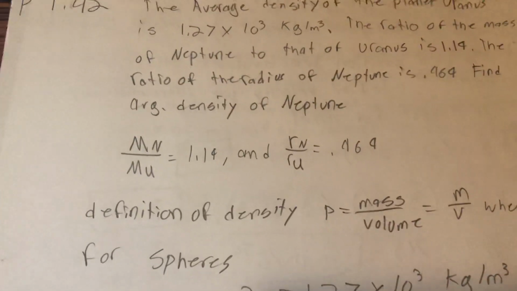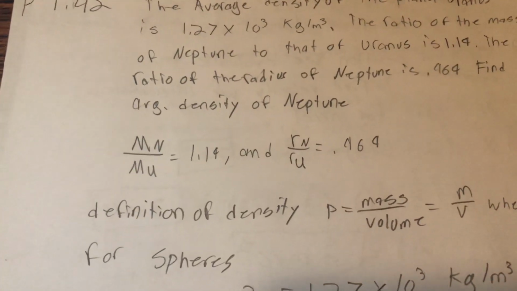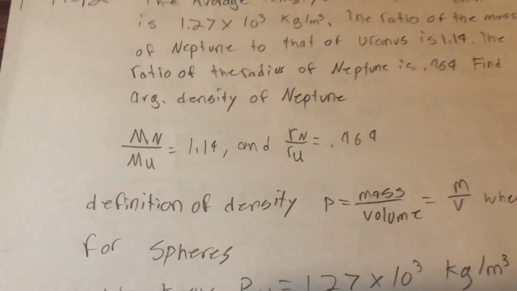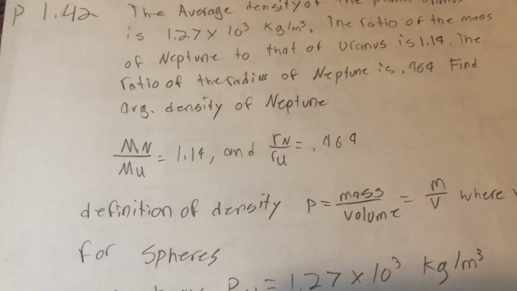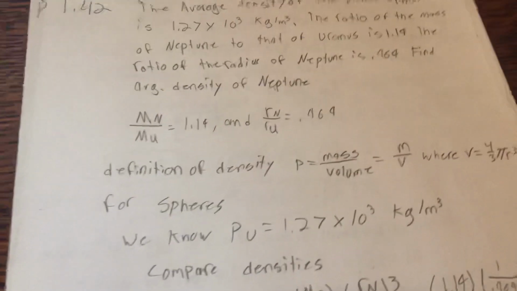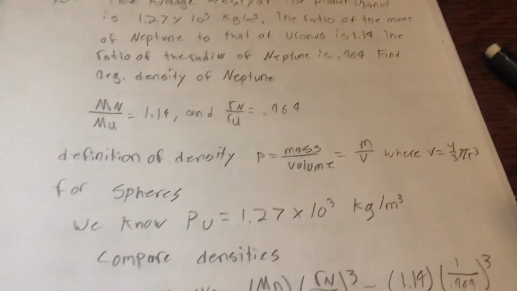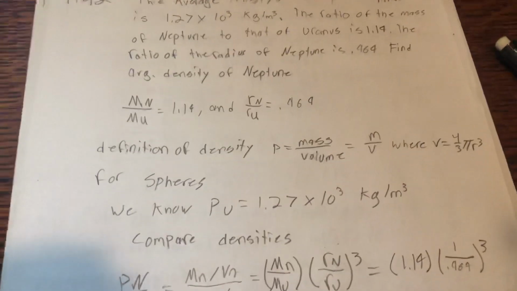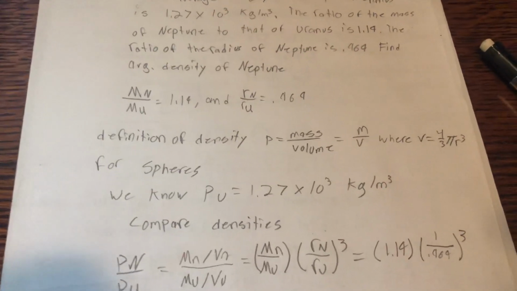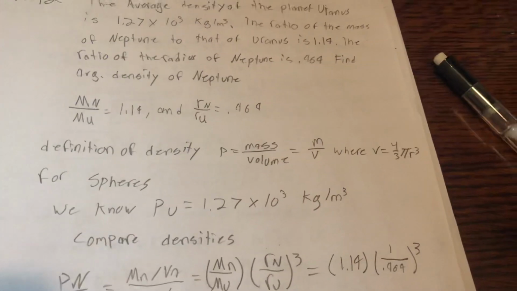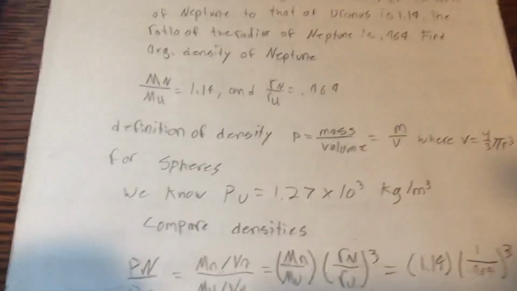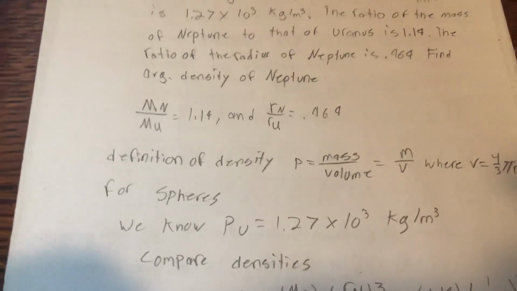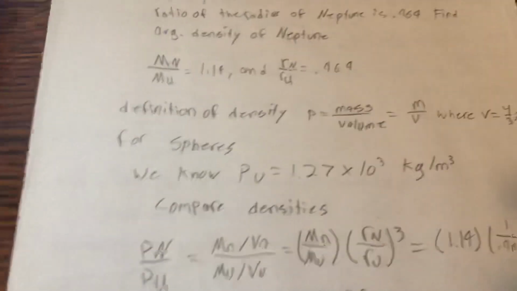So I wrote the ratio of the mass of Neptune over the mass of Uranus, which is equal to 1.19, and then the radius of Neptune over the radius of Uranus, which is 0.969. And I use the definition of density equation, where the density is equal to the mass over the volume, where volume is 4/3 pi r cubed for spheres, and we're assuming that the planets are spheres.